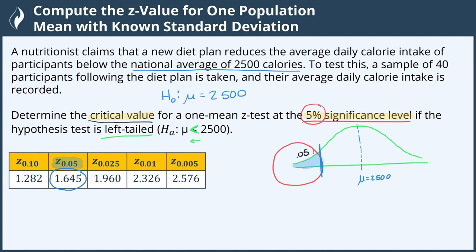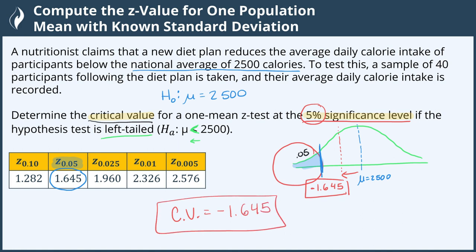However, we are doing a left-tailed test. That means that we are moving to the left or in the negative direction of standard deviations from the mean. So this is 1.645 standard deviations to the left, meaning it's negative 1.645. So our critical value is negative 1.645. And now we're all done.